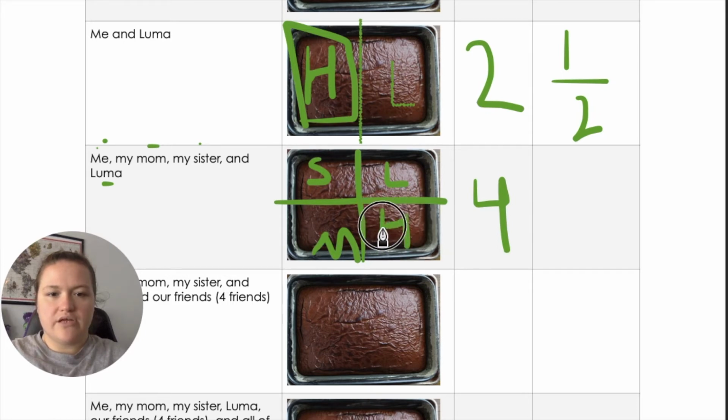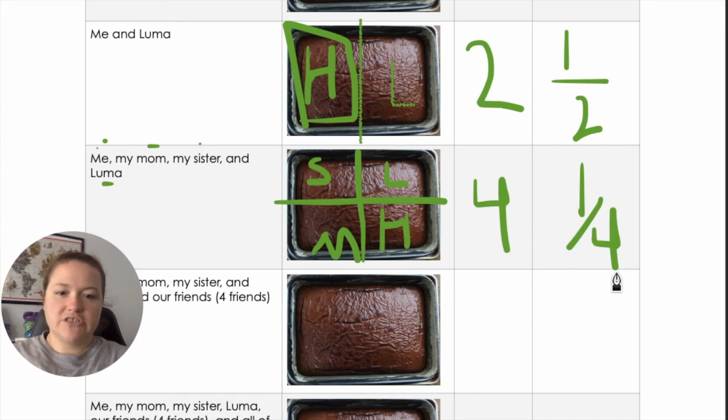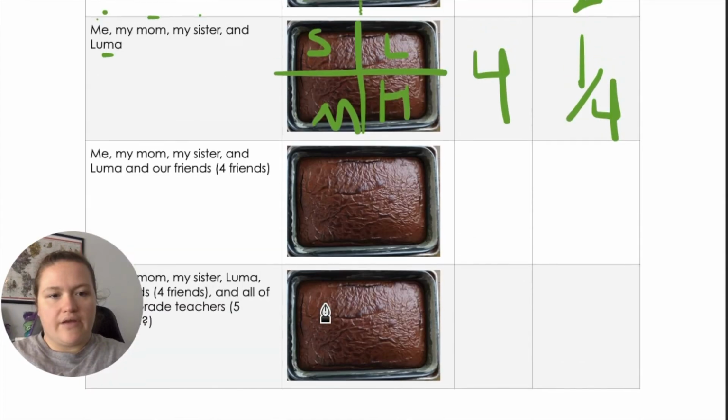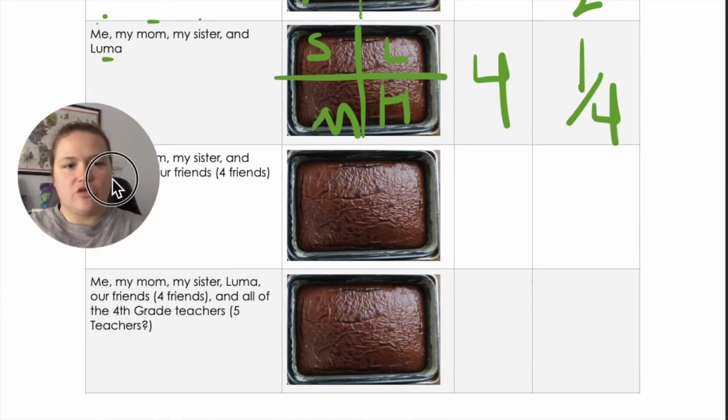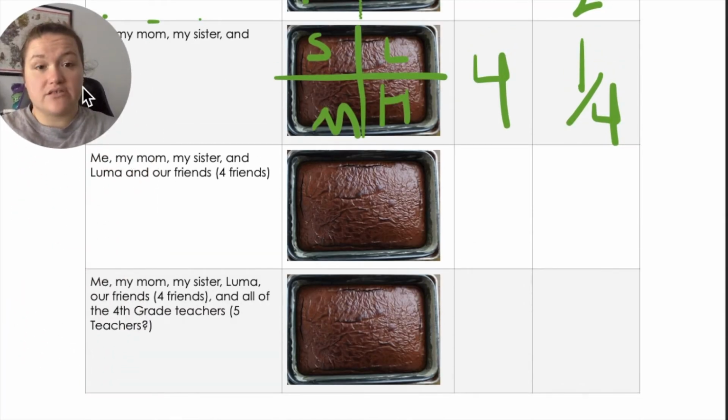So let's go ahead and put it there. All right, Miss Haley. So what amount do I get? I only get this piece over here. So I get 1 out of, and you can also put a slash like this, 4 pieces. Just like that, 1/4. All right, me, my mom, and my sister, and Luma, and our 4 friends.